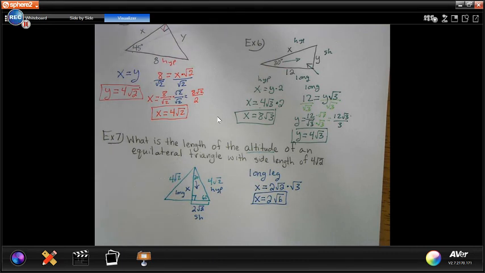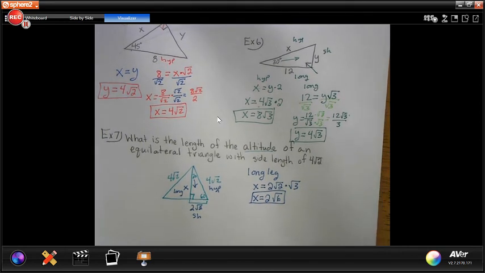Okay, so remember the rules for an equilateral triangle, because that comes up multiple times, and you'll get it next year also a lot. So this is the end of the video now.